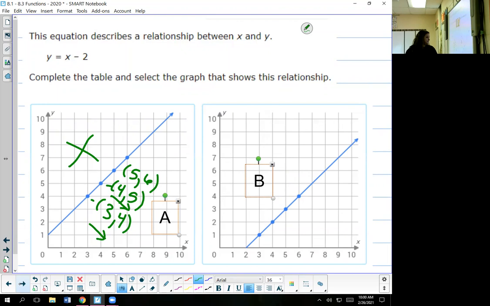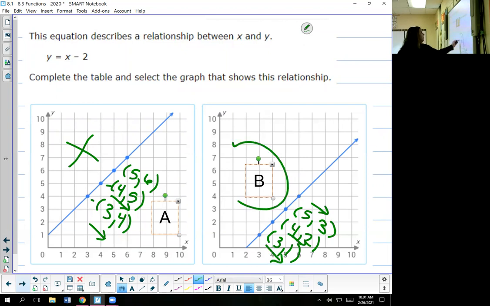So this one should be right. Let's see. This is 3, 1, 4, 2. Yeah, 3, 1, 4, 2. So this has to be 5, 3, and it is. And am I subtracting 2 from my X to my Y? I am. So B is the answer. So that's just another way to do it.